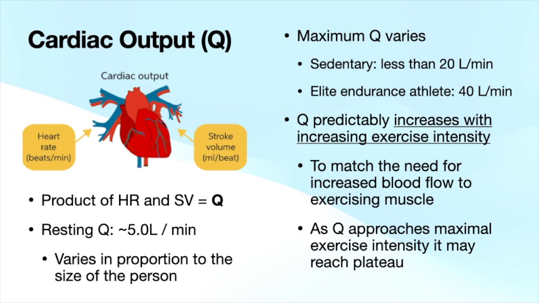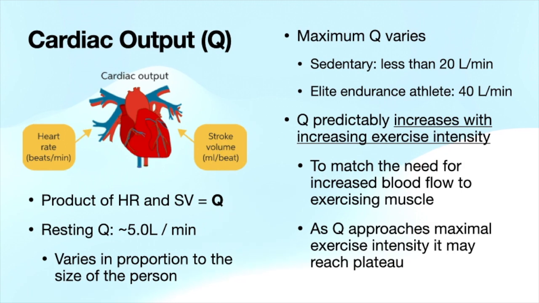As Q approaches maximal exercise intensity, it may reach plateau. Like stroke volume, it could reach plateau as we approach maximal exercise intensity. This is also like VO2 max. When cardiac output approaches maximal exercise intensity, it may reach plateau.